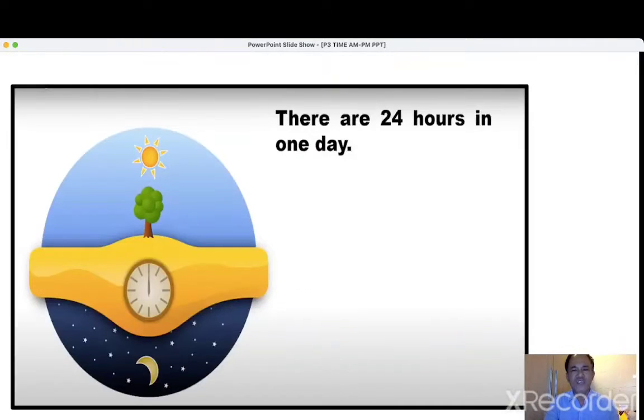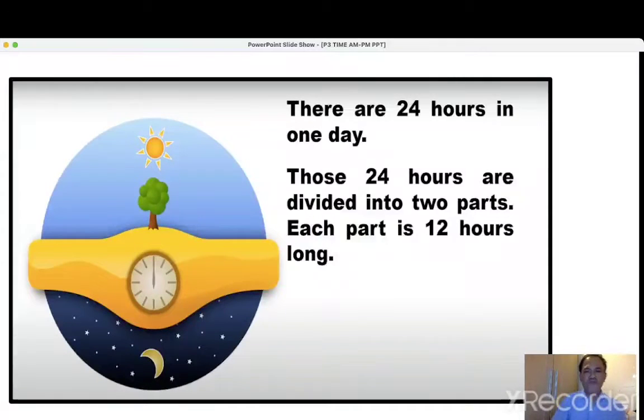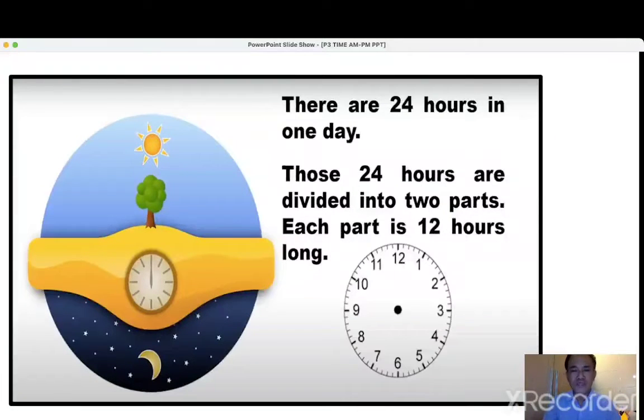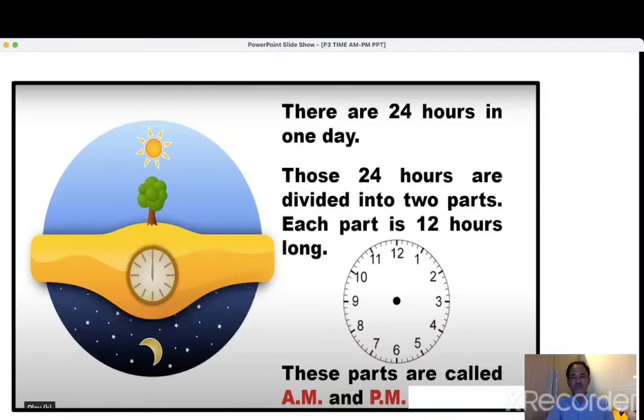There are 24 hours in one day. Those 24 hours are divided into two parts. Each part is 12 hours long. The parts are called AM and PM.